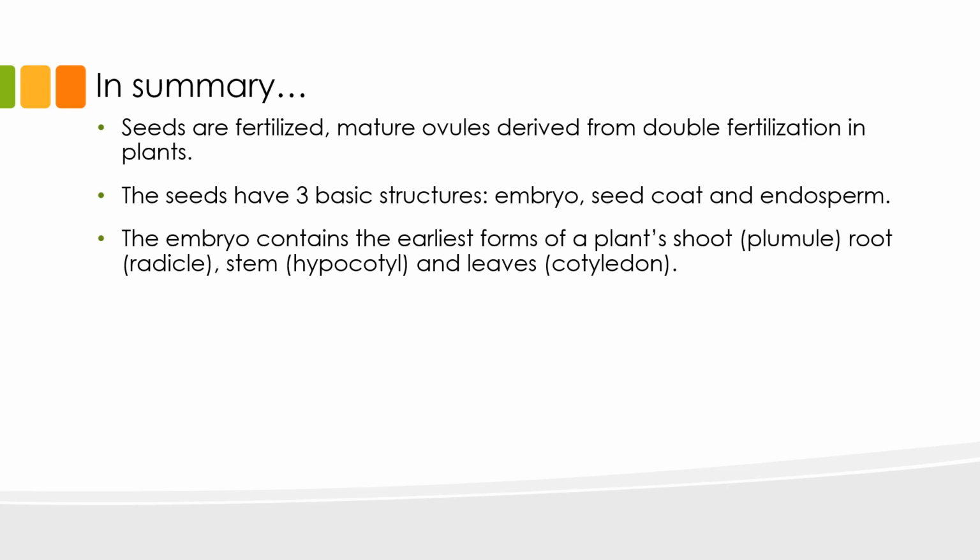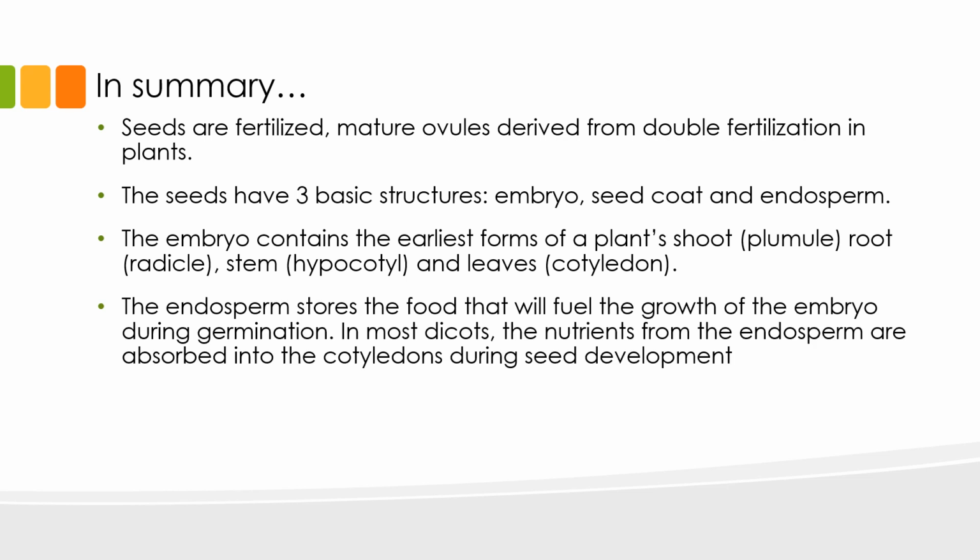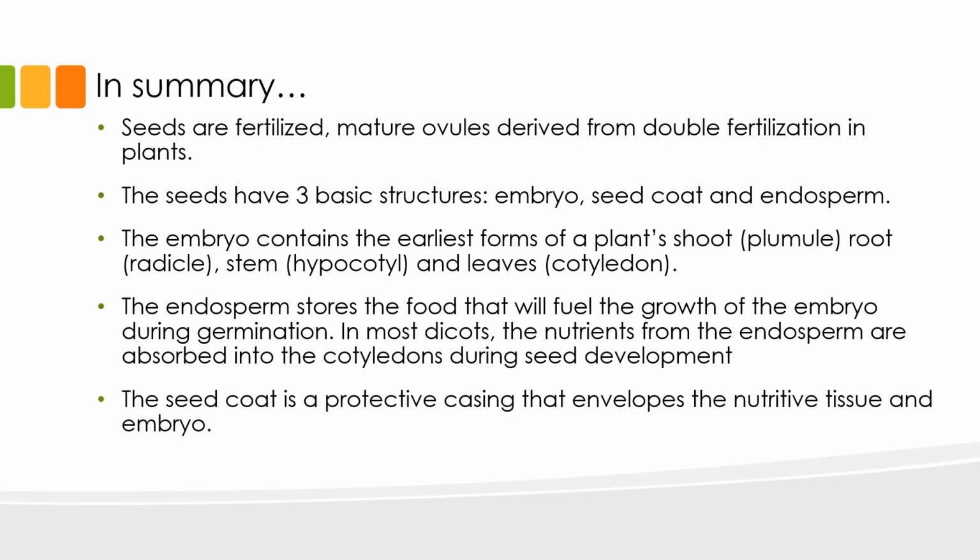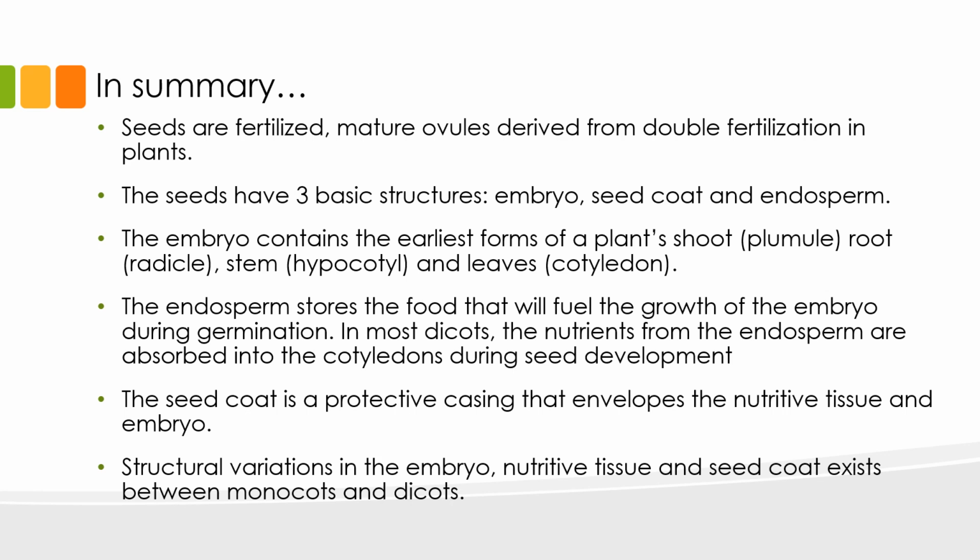Then we have the endosperm. The endosperm stores the food that will fuel the growth of the embryo during germination. In most dicots, the nutrients from the endosperm are absorbed into the cotyledons during seed development. Lastly, we have the seed coat. The seed coat is a protective casing that envelopes the endosperm and the embryo. Structural variations in the embryo, nutritive tissue, and seed coat exist between monocots and dicots.